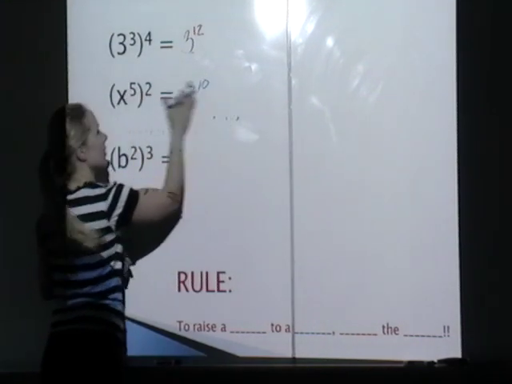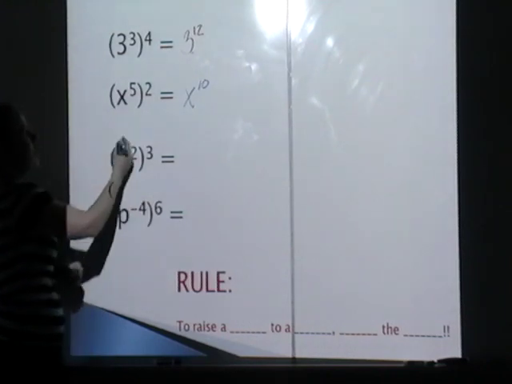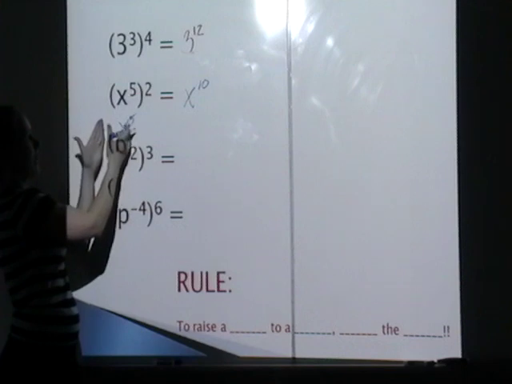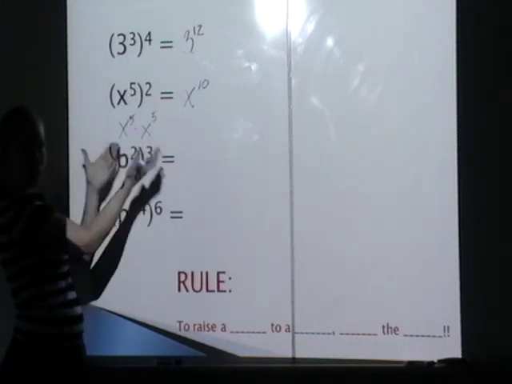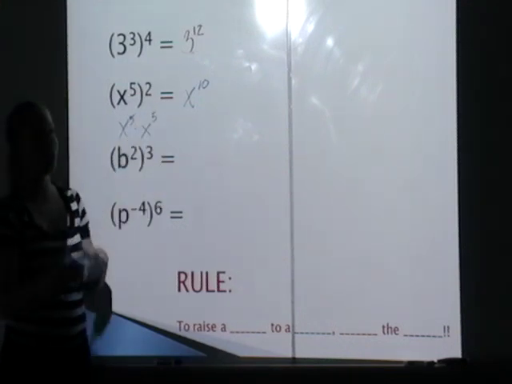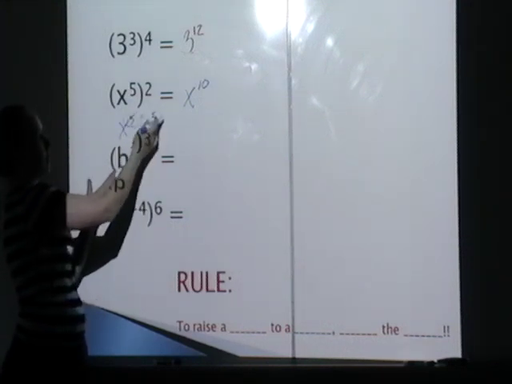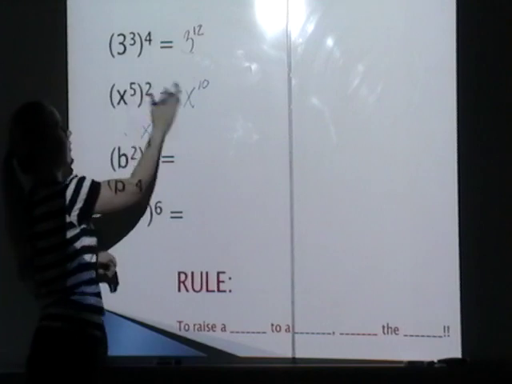The other way I could look at this is x to the 5th power to the second power. I have this base to the second power, so I'm multiplying it by itself. And if I use my exponent rule, they're the same base, so I can just add the exponents. I have 5 plus 5, which is still x to the 10th power.